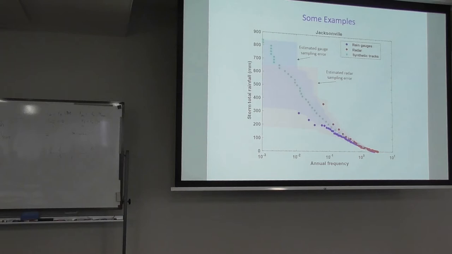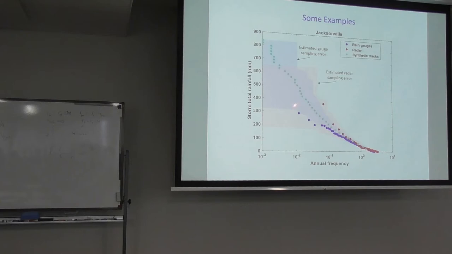But what you see here is storm total rainfall on this axis and the annual frequency from 10 to the minus third, or once per 1,000 years, all the way up to 10 times per year on this axis. The blue is what you infer from rain gauge data, historically, just directly looking at the statistics of tropical cyclone rainfall recorded by rain gauges. This is for Jacksonville, Florida, the particular NEXRAD site. The red is from NEXRAD data, okay? So you can see that the two different observational analyses agree very well at high frequency, but not very well at low frequency. And then those gray dots are from many synthetic events in the procedure I just described.